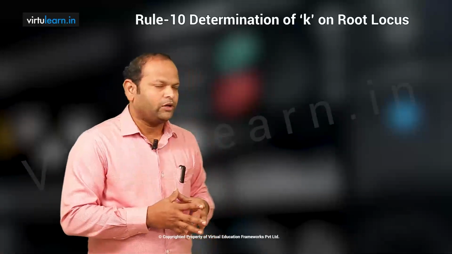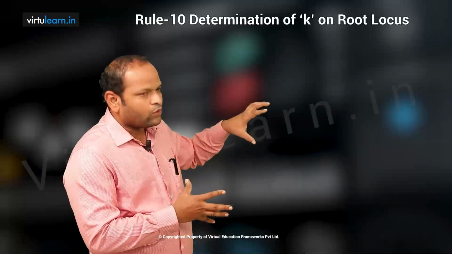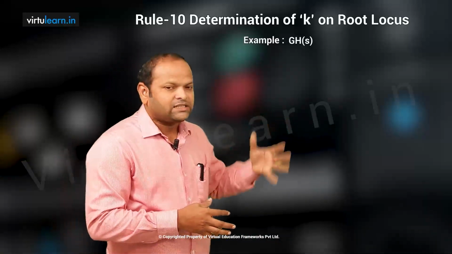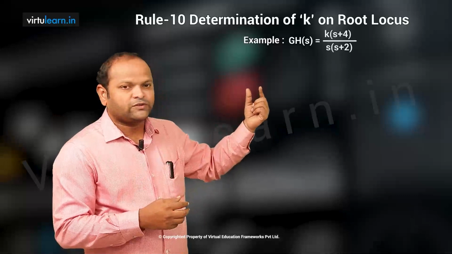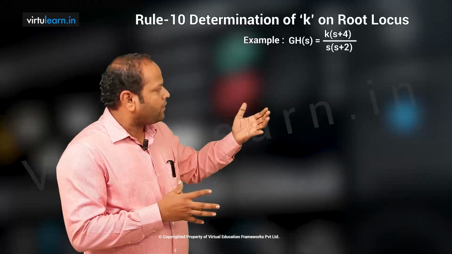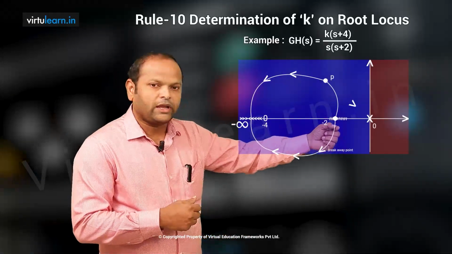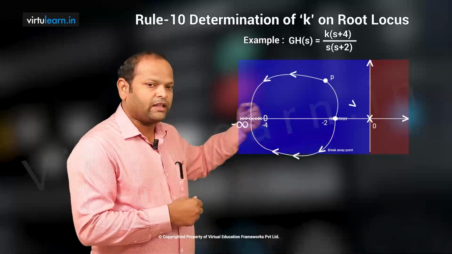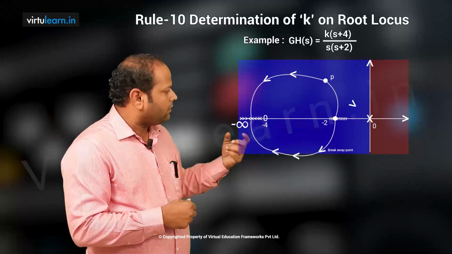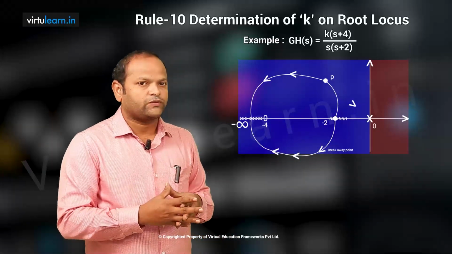There is one rule available using the root locus graph itself, because assume that the root locus is drawn on graph sheet, and from that you can find it out. Let us take one example: k into s plus 4 by s into s plus 2. For this example you will have poles and zeros. Let us say I have one pole here, another pole, and a zero. Then you will have the root locus like this. We will see how to draw the root locus for this problem.